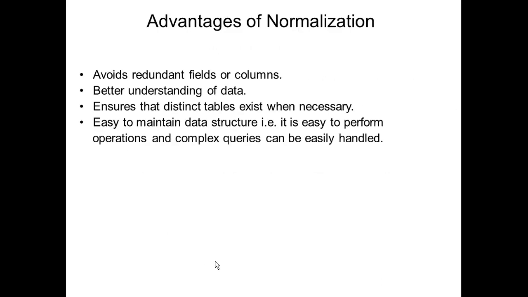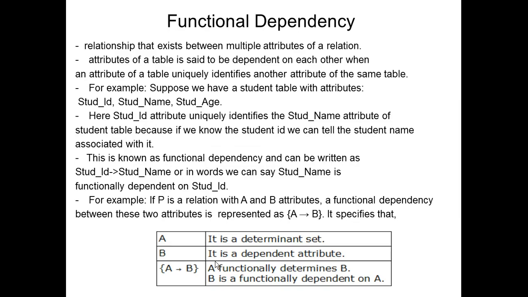There are different advantages of normalization, that is it avoids redundant fields or columns, it gives better understanding of data, it ensures that the distinct tables exist whenever necessary. It is also easy to maintain the data structure, that is easy to perform different operations and complex queries can be easily handled. Now we will see the concept, that is functional dependency.